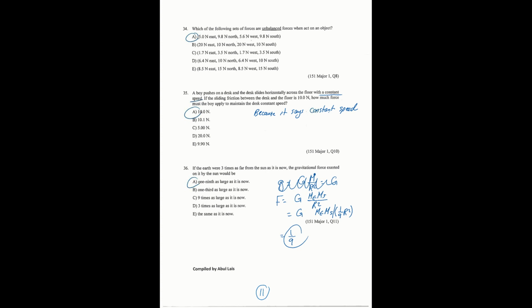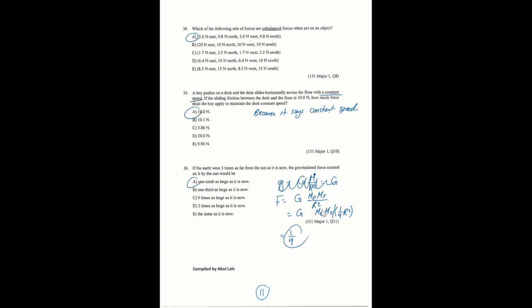Now let's see number 36. It says that if the Earth were 3 times as far from the Sun as it is now, the gravitational force exerted on it by the Sun would be what? Now remember that the gravitational force is given by G m1 m2 over r squared. Here I have the two objects. One of them is the Earth, the other one is the Sun, and r is the distance between them.